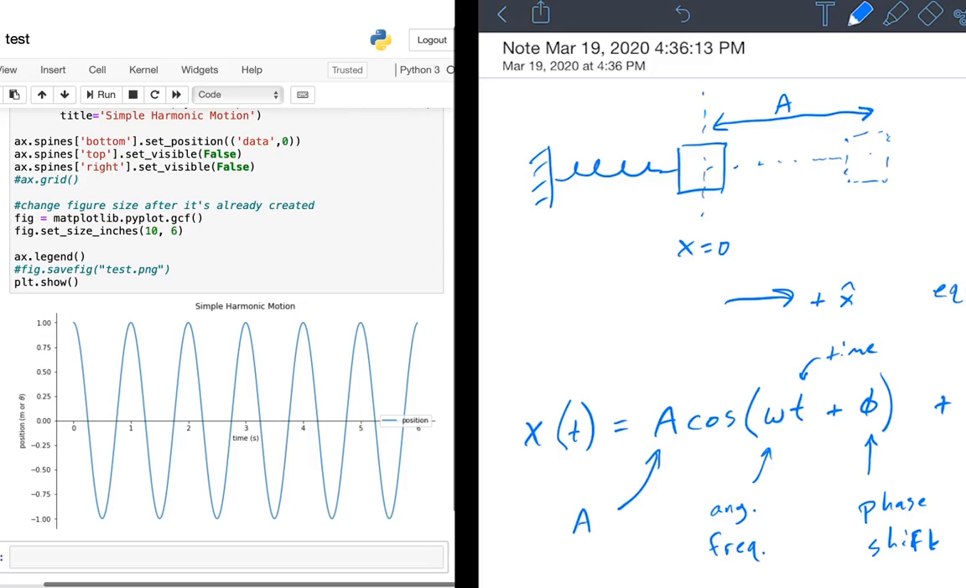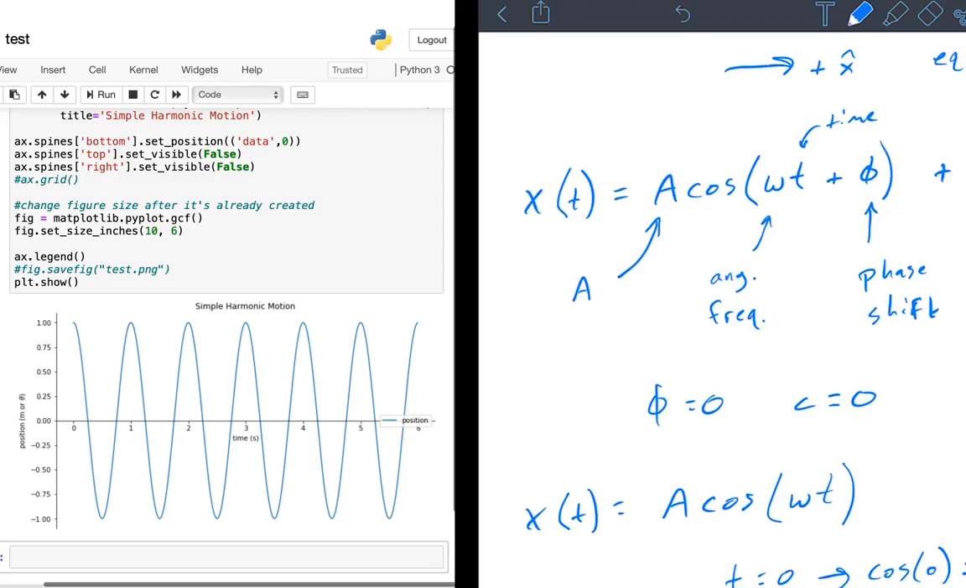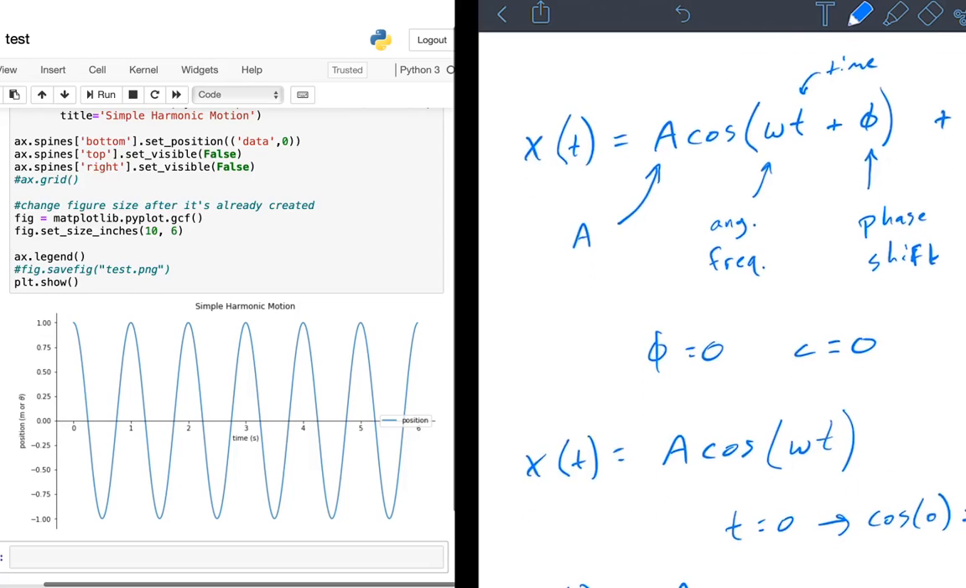So, A cos omega t. Now at time equal to 0, we have cosine of 0, which equals 1. So x of 0 is just our amplitude, A. So if you look over here at time 0, our amplitude is A. Cool.